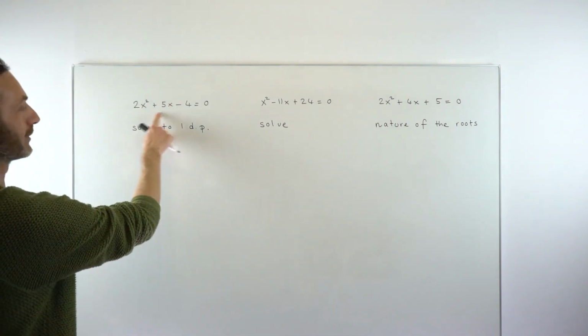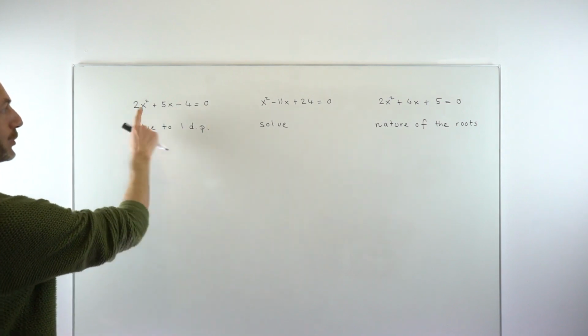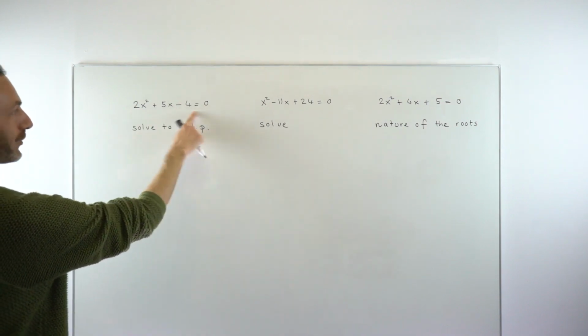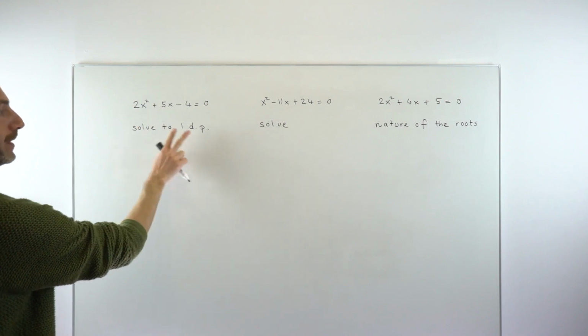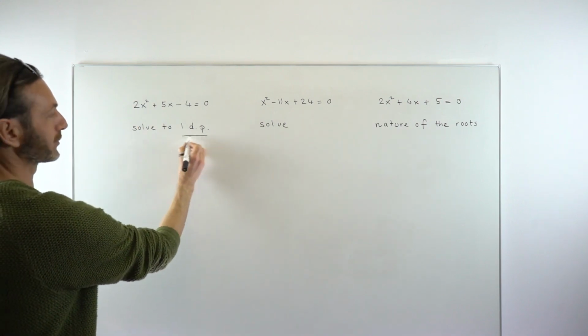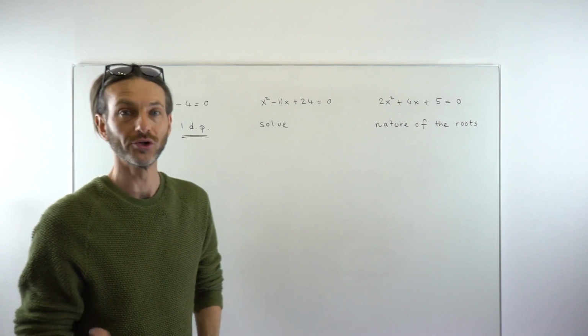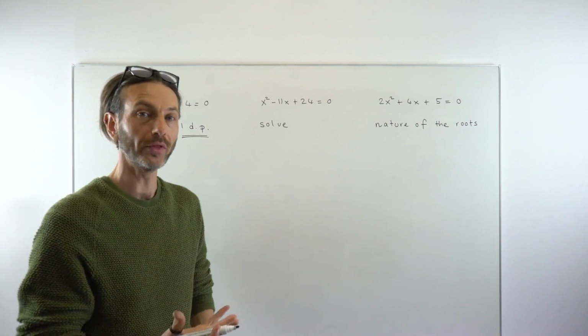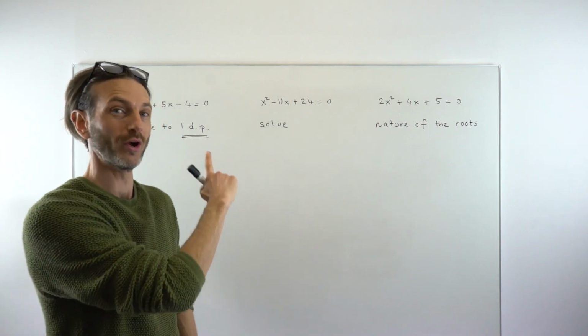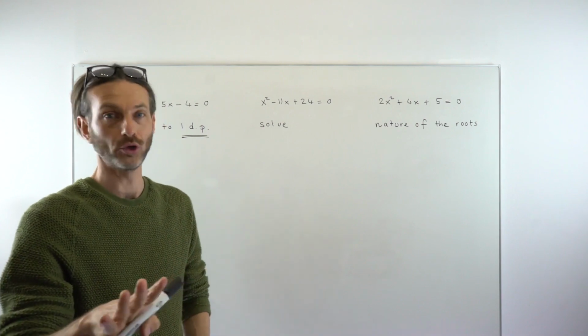So one is where you're given a quadratic equation. Remember, that's an equation that's got an x squared in it. They ask you to solve it, but they make a reference to decimal places or significant figures. That essentially tells you it's a calculator question. That's going to be the quadratic formula, no question about it.